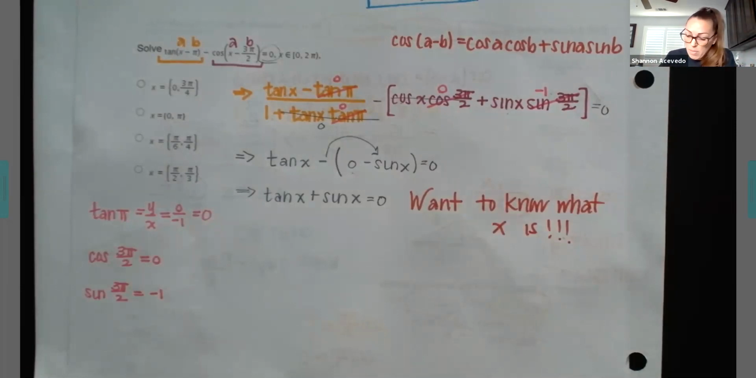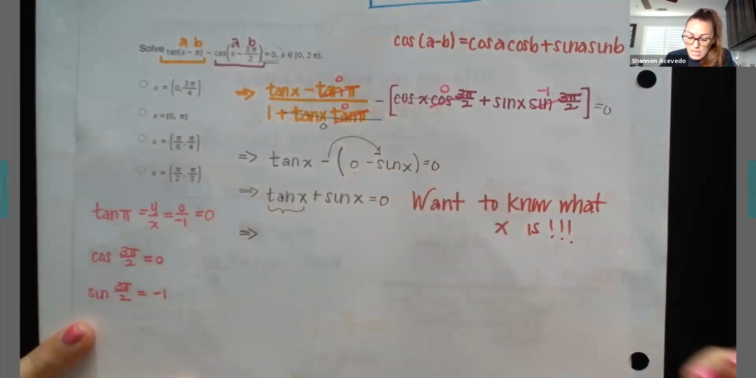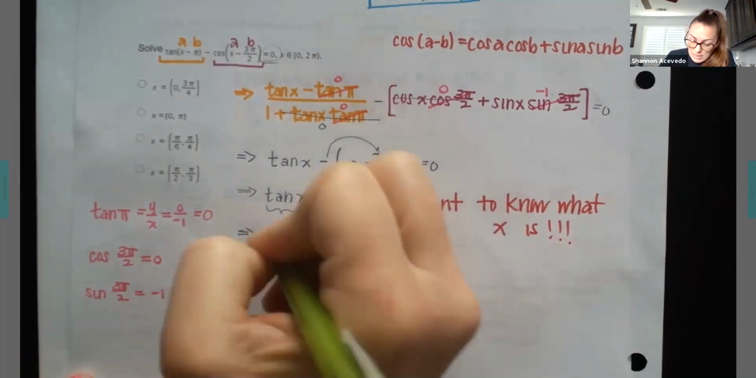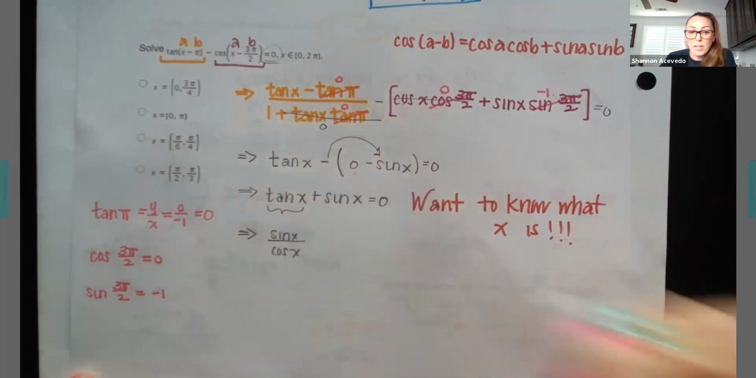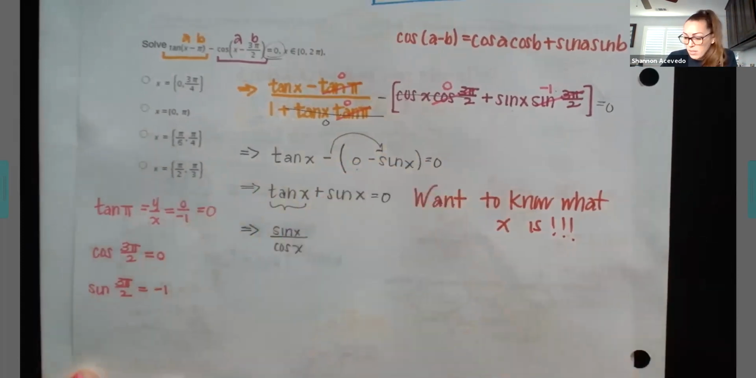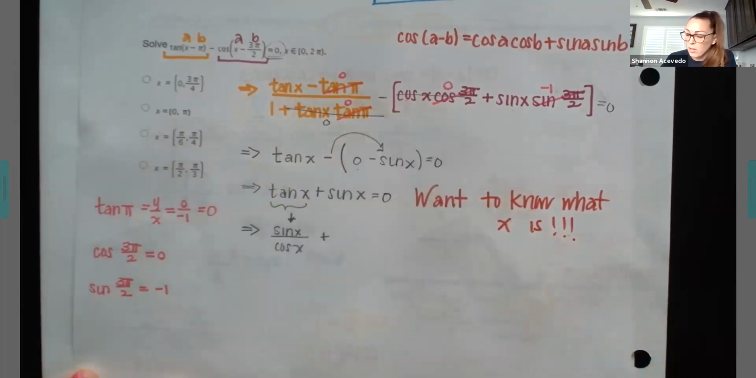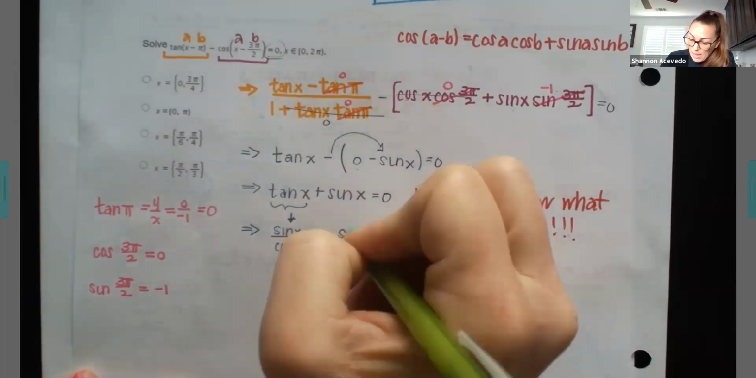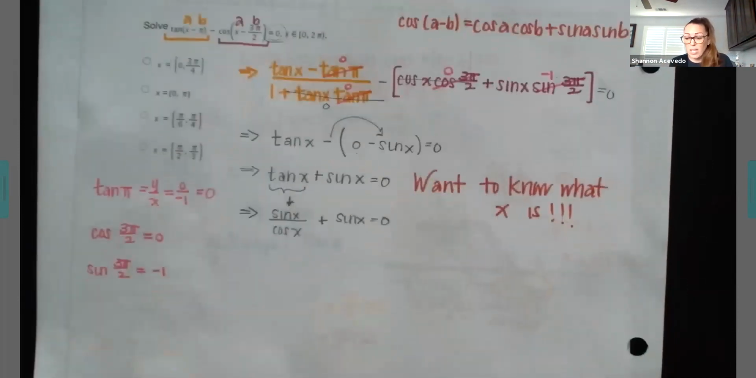Now remember, tangent is just going to be sine of x all over cosine of x, right? So that's equivalent. Tangent is just sine of x all over cosine of x. And I have my sine of x is equal to 0. Now things are looking uglier. You guys are like, well, how is this helping me?